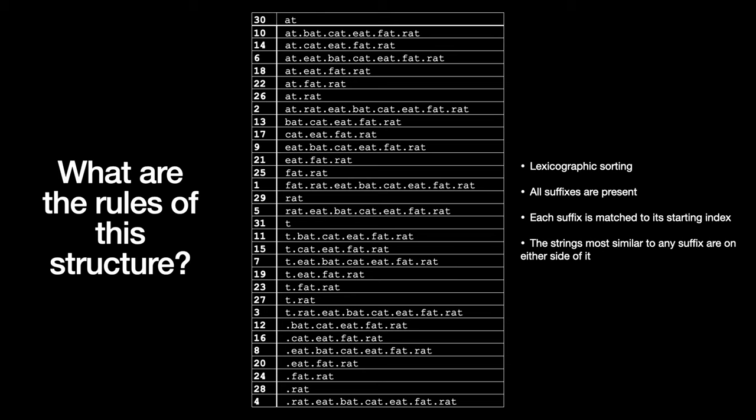And then this is probably going to be the most useful property for us: two strings that are most similar to each other, out of any other string, are right next to each other. Who can see why this might be useful if we're looking for repeats? If we know that the two strings that are most similar to each other are next to each other.